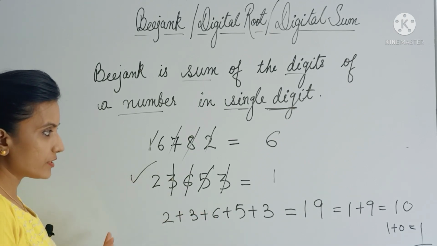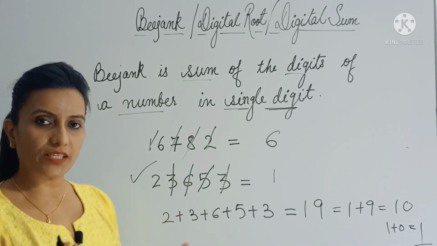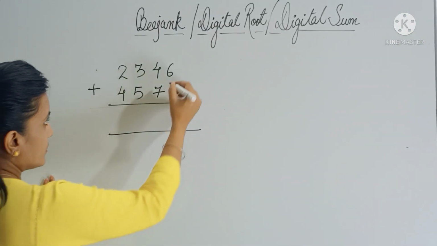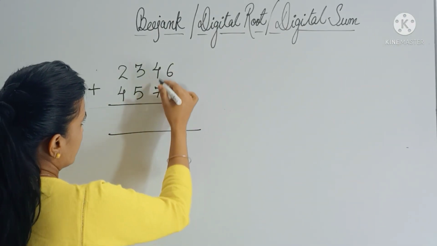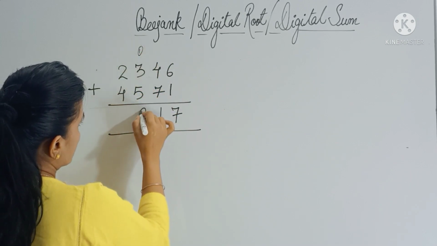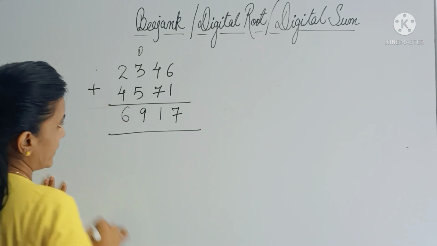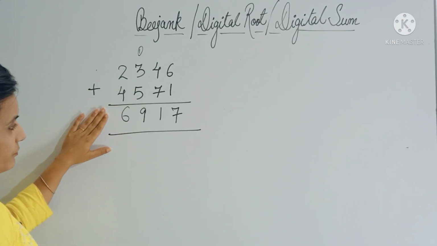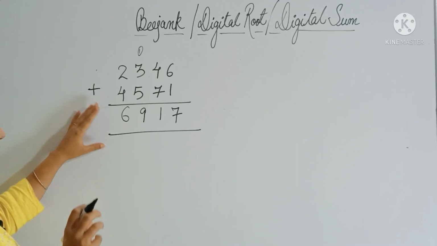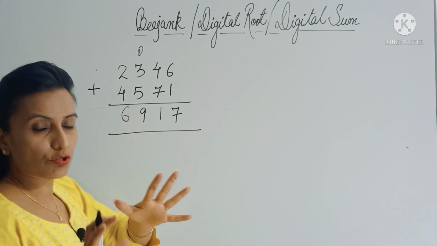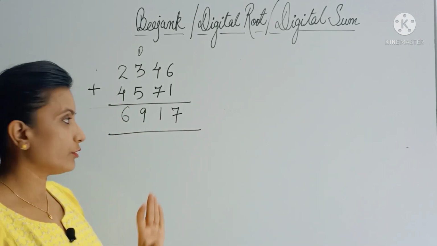Okay. Now we will see how Bijang helps you in checking the accuracy of the answers. So let's add this number. Here 6 plus 1 is 7, 7 plus 4 is 11, and 5 plus 4 is 9 and 4 plus 2 is 6, right? Let's say this is my answer. Now I want to check the accuracy of my answer. So basically the Bijang of your question should be equal to Bijang of your answer.